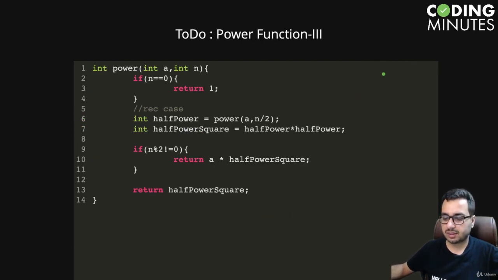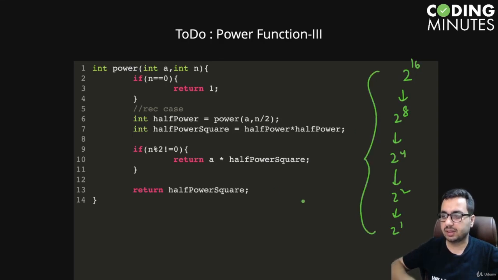Let us say I compute 2 raised to the power 16, I make a call to 2 raised to the power 8, then a call to 2 raised to the power 4, 2 square, and 2 raised to the power 1. So roughly it's a linear tree. It's not going to make two calls. So we have order of log n both for the space and for the time. n by 2, n by 4, and so on. So this goes like this.